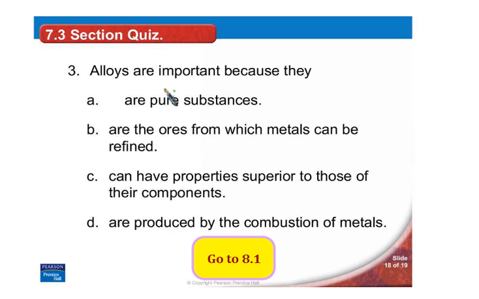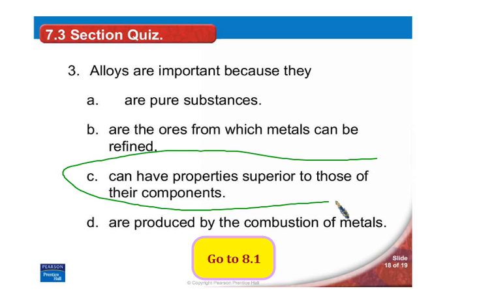And finally, alloys are important because they are A, pure substances, B, the ores from which metals can be refined, C, can have properties superior to those of their components, or D, are produced by the combustion of metals. We just spent a fair amount of time talking about this. The correct answer is C, they can have properties superior to those of their components.